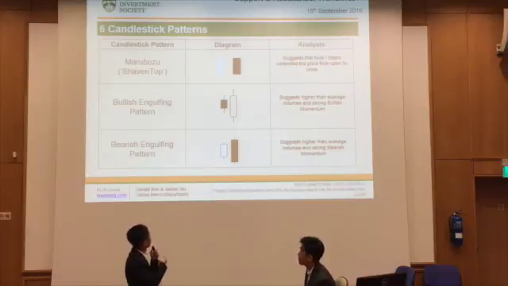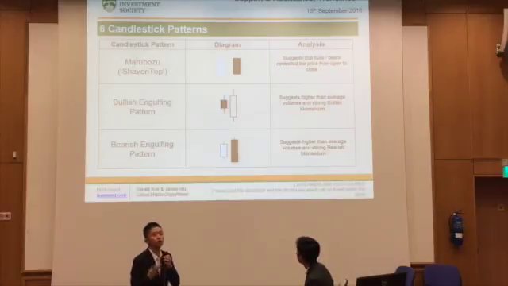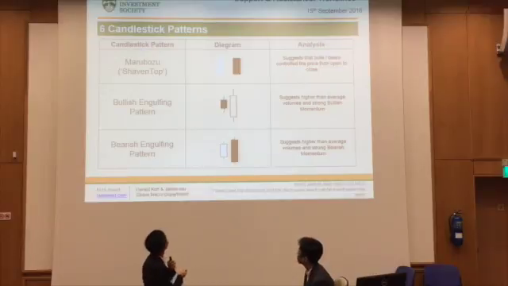Okay, so the bearish engulfing pattern works the same way. Basically, it's just the opposite of this one. A smaller bullish candle, then a bigger bearish candle, and you expect the price to go down. So you short it. Okay, next.